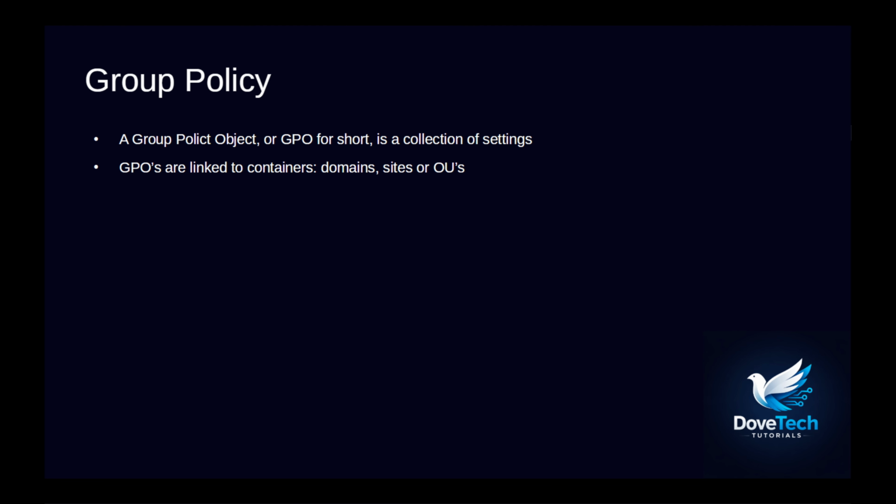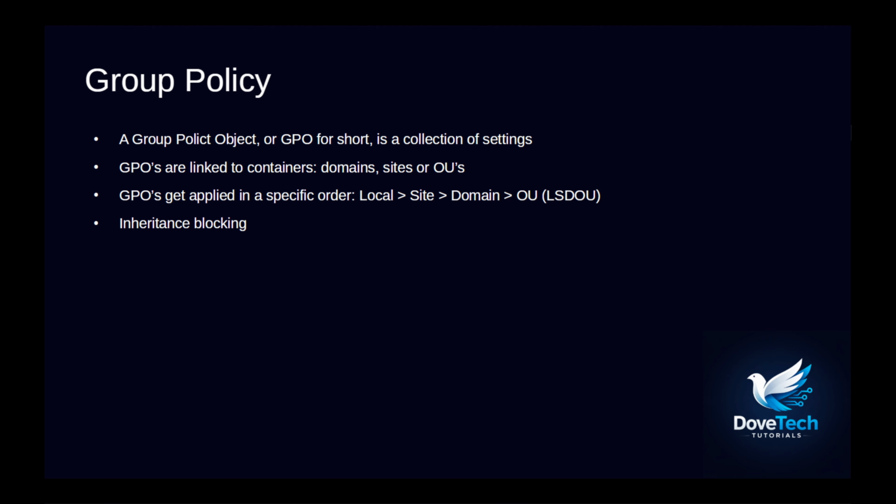GPOs are linked to containers, domains, sites, or OUs. When a user logs in or a computer starts up, Windows collects every GPO that applies to that object and applies them in a specific order: local, site, domain, OU, known as LSDOU. Settings applied later in the chain override settings applied earlier.